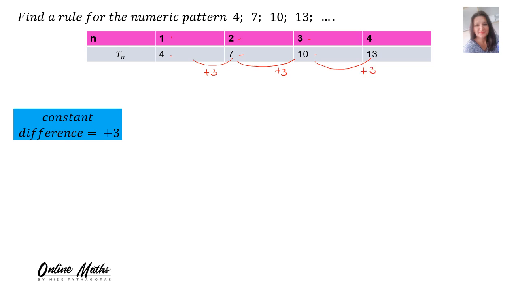Then you start with this rule. You say term 1 is equal to the constant difference times n plus something is equal to 4.